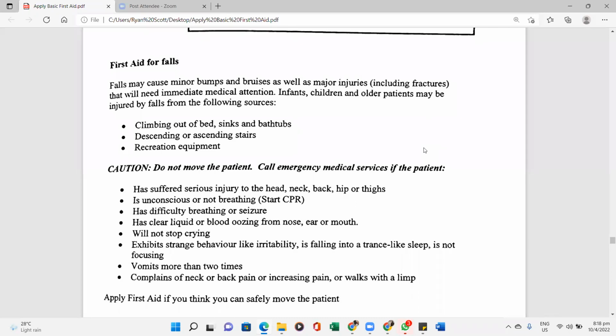All right. Where was it? Right. So some of the ways that you can get injury is climbing out of bed, sink and bathtub.